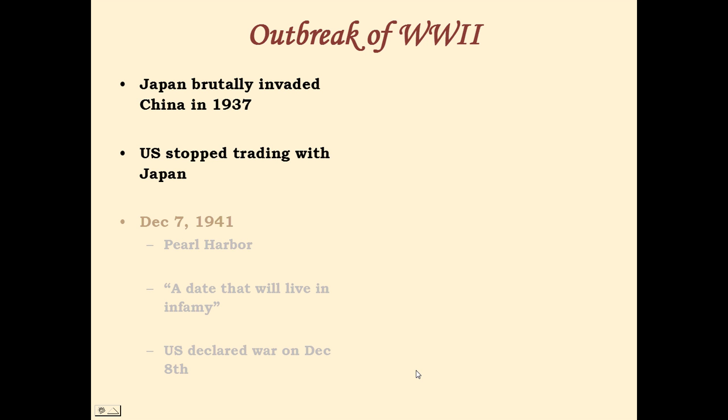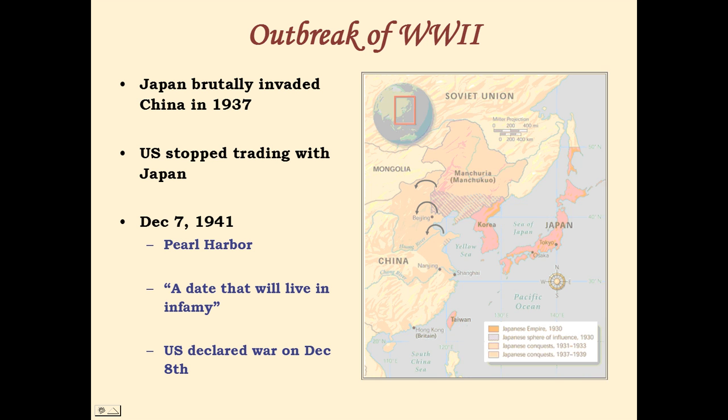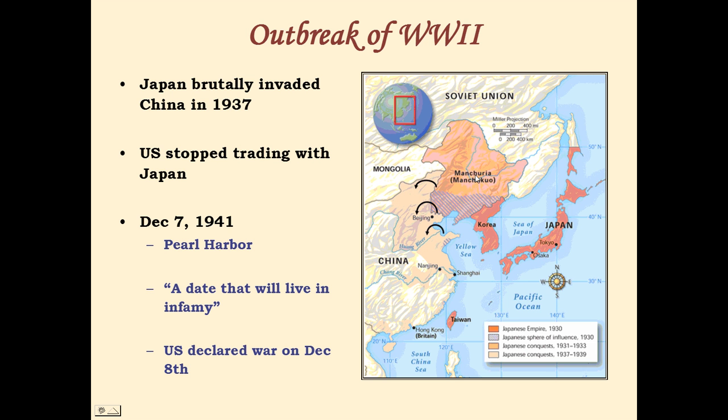Japan brutally invaded China in 1937. You see the areas in red were the Japanese Empire in 1930. 1931 to 1933, Japan had taken over Manchuria. And then from 1937 to 1939, Japan had invaded this area of China.